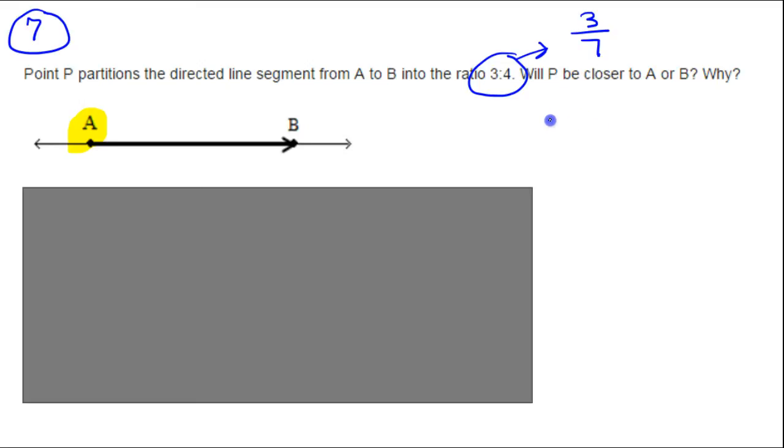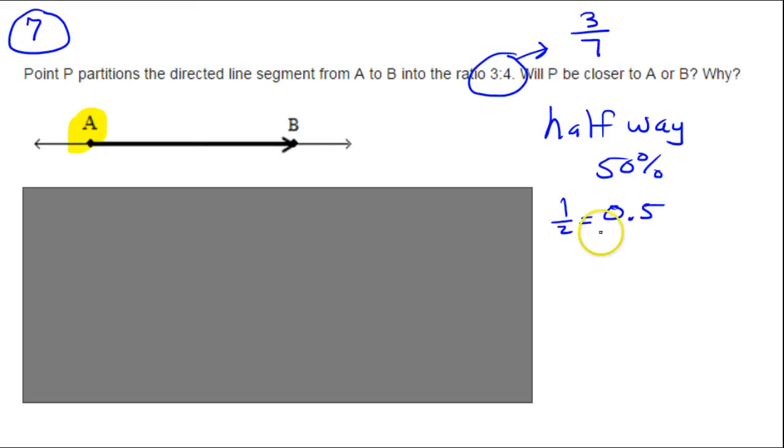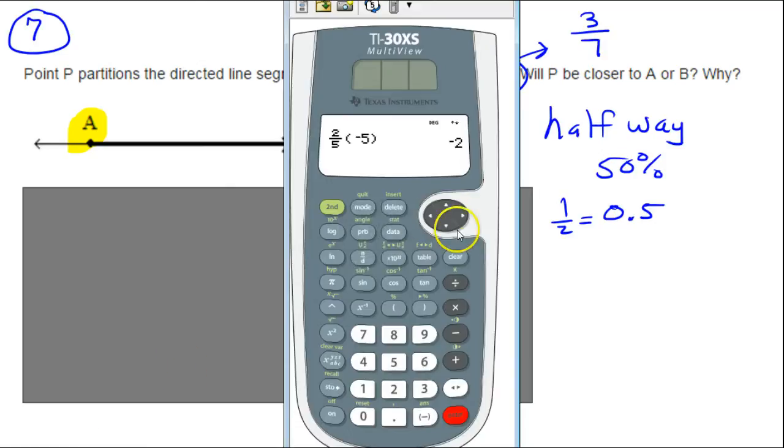Well, we know that halfway is 50% of the way, right? Another way to look at it is 0.5 as a fraction. All right, 1/2 is 0.5. So if we convert this to a decimal, it'll make it easier to see whether or not this is more or less than halfway. So let's do that.